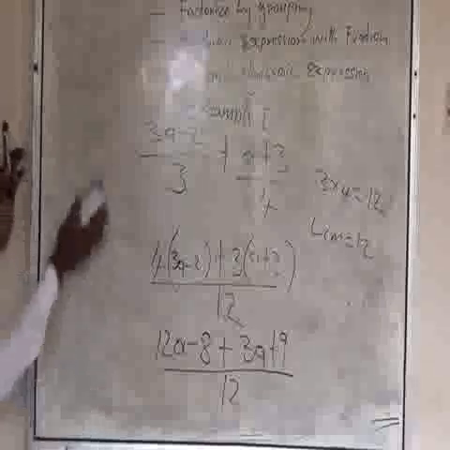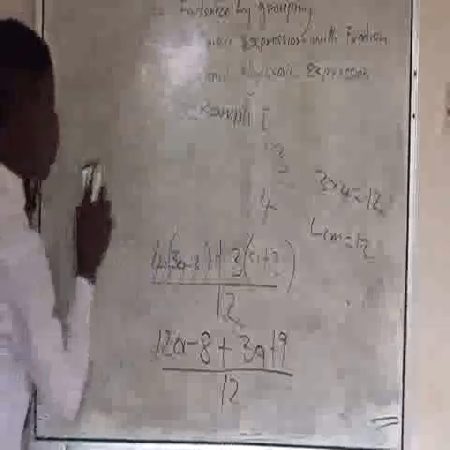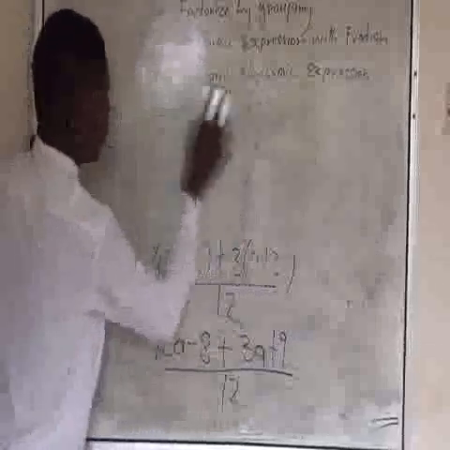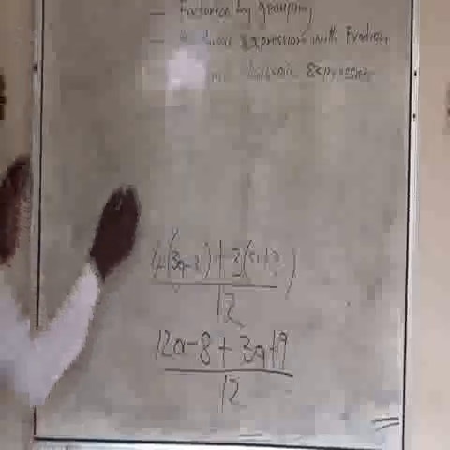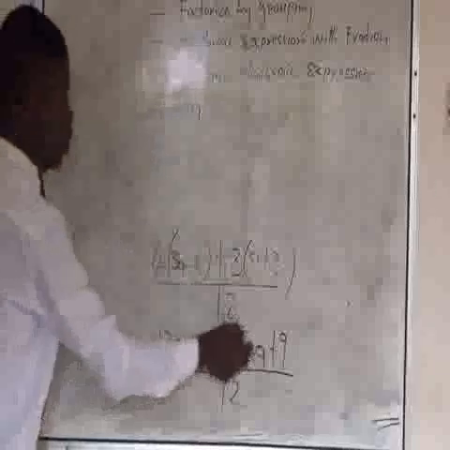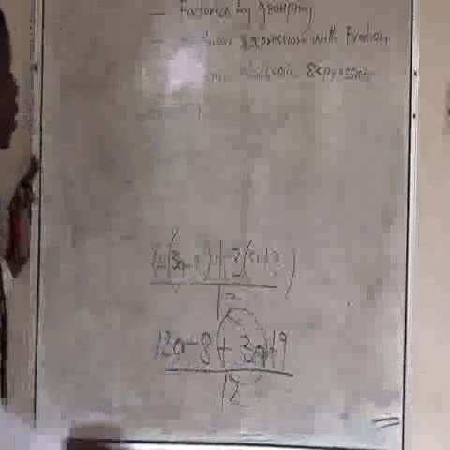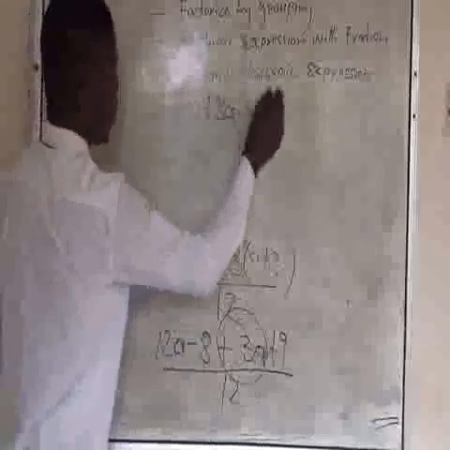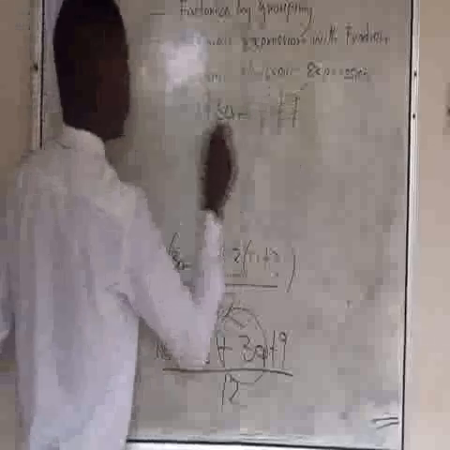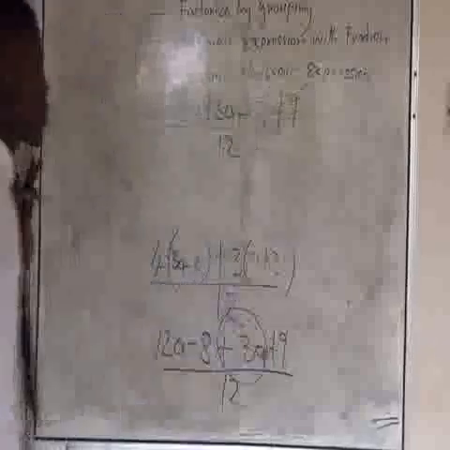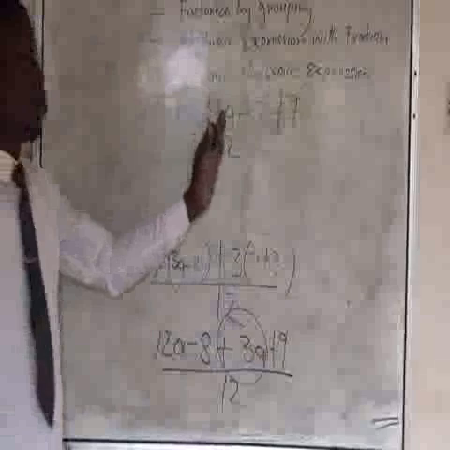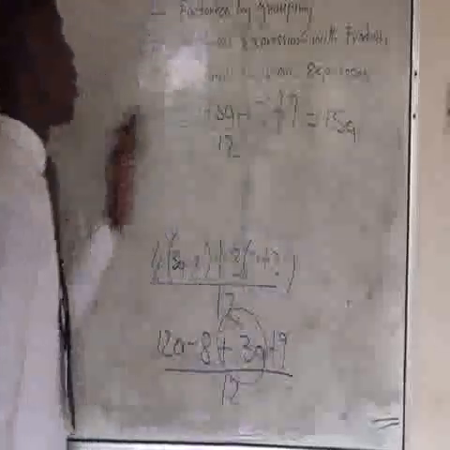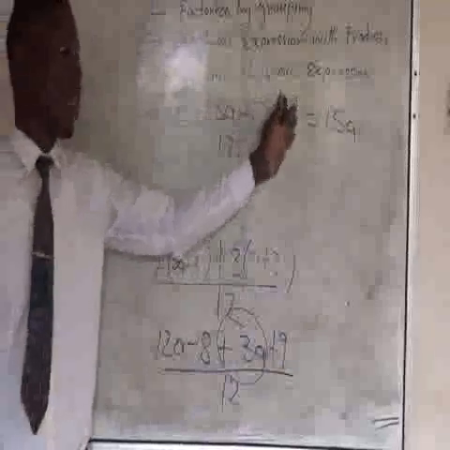Good. Let's continue. The next thing we are going to do here is rearrange according to their alphabet. Let's rearrange. 12a, this plus here belongs to this 3a, plus 3a minus 8 plus 9 all over 12. 12a plus 3a will give me 15a minus 8 plus 9.